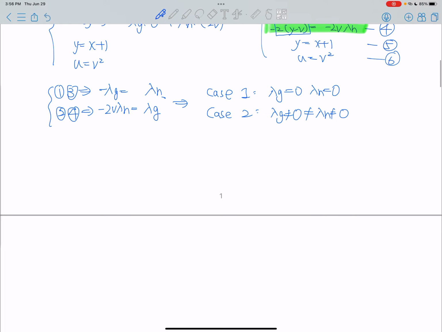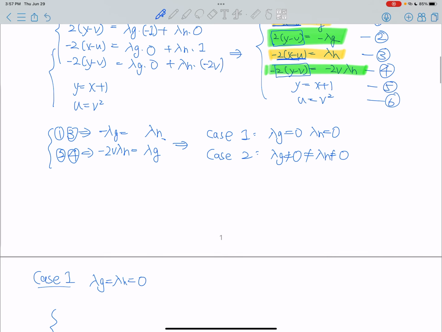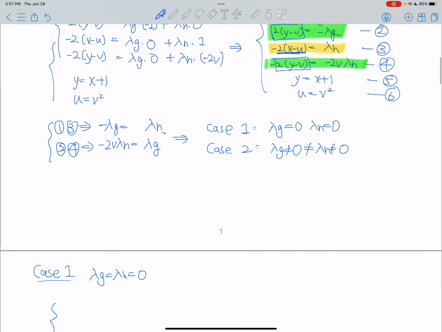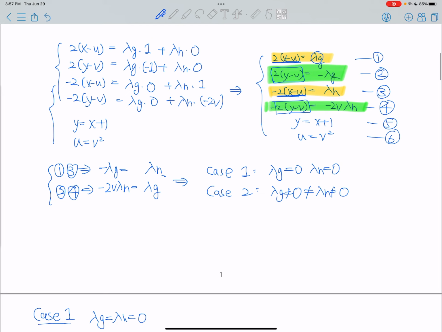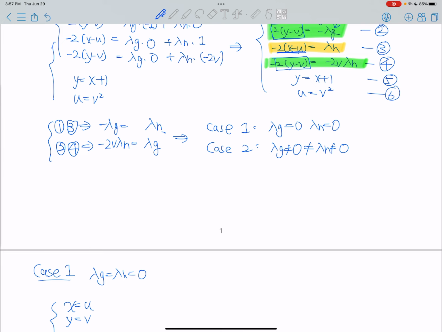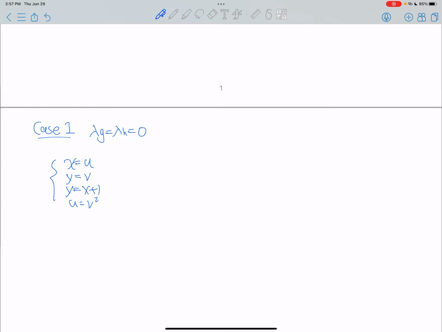So let's do it case by case. For case 1, we have lambda g equals lambda h equals 0. And plugging this into the 6 equations, from the first equation, since lambda g is 0, 2x minus u is 0. So x equals u. And also for the second equation, since lambda g is 0, 2y minus v must be 0. So y equals v. And the third and fourth equations just tell us the same information. And for the 2 constraints, we still have y equals x plus 1 and u equals v squared. So we need to solve for this.